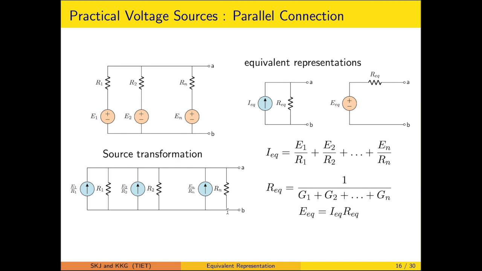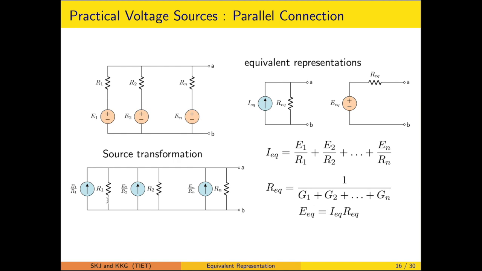Now what we are seeing is that the currents come out to be added, because in parallel the current sources can be added. That forms the I equivalent, and you are simply substituting the values. So the I equivalent will be E1 upon R1 plus E2 upon R2, likewise up to En upon Rn, where these particular resistances are now participating in parallel.